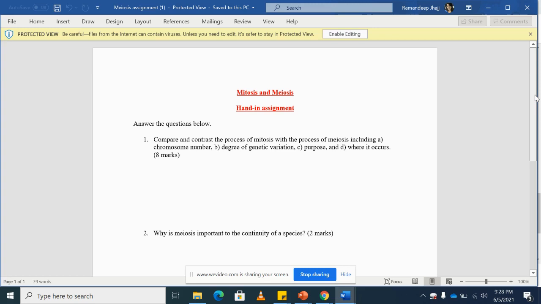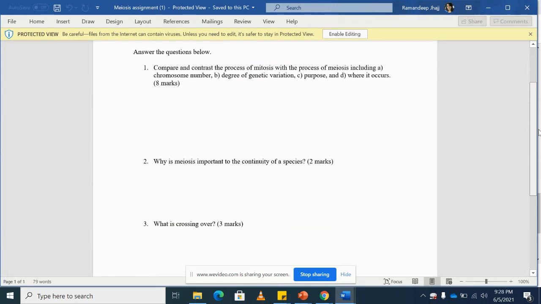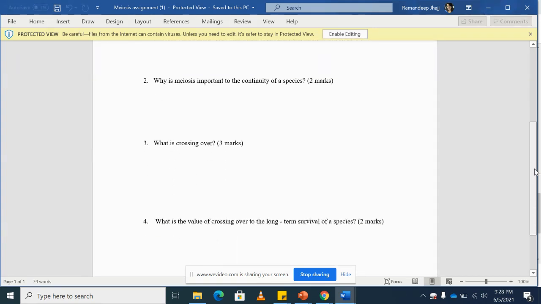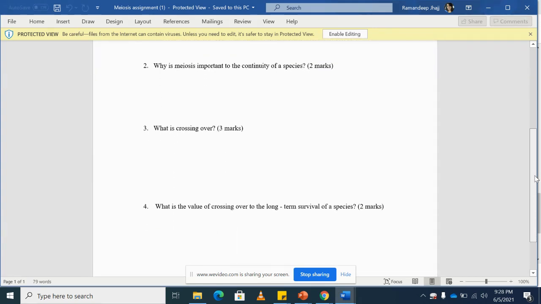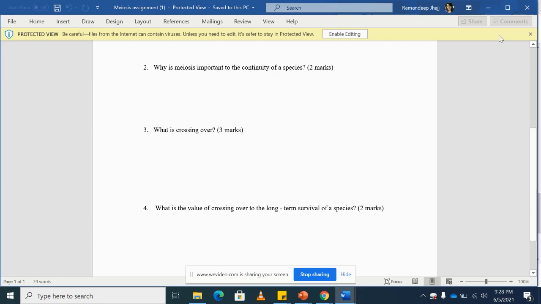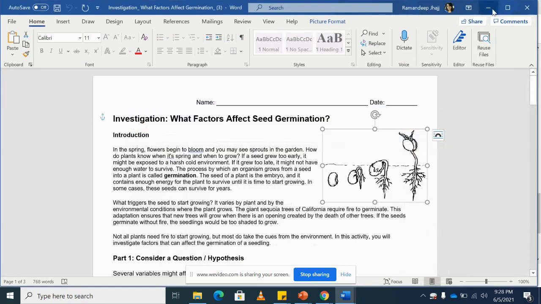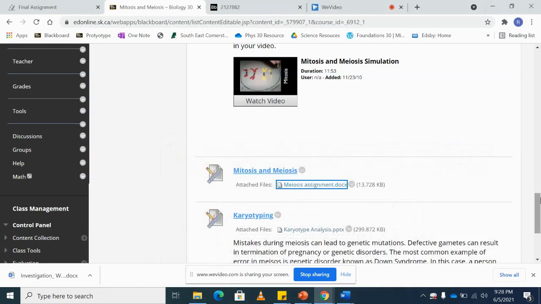that meiosis leads to genetic variation, and they need to know what is the difference between mitosis and meiosis, and why is meiosis important for us. Why is crossing over important for us, and why is meiosis required for survival of species? So these are the kind of questions that they will be answering after they learn about mitosis and meiosis.